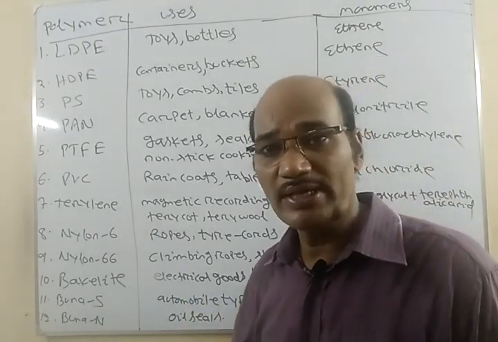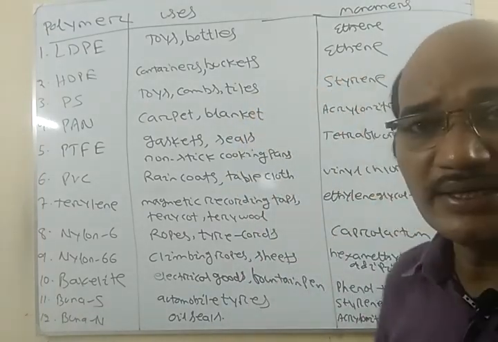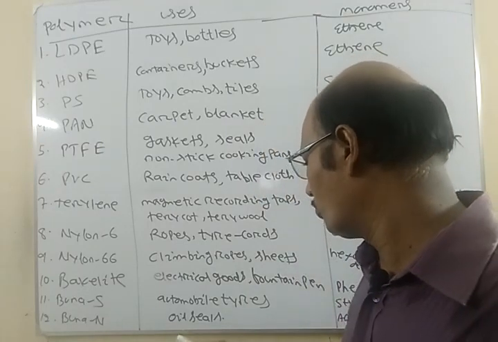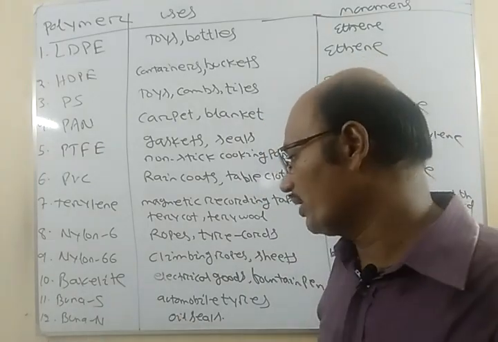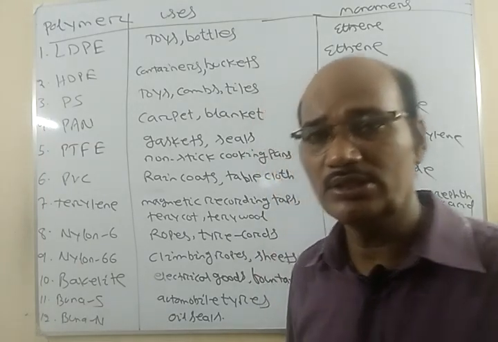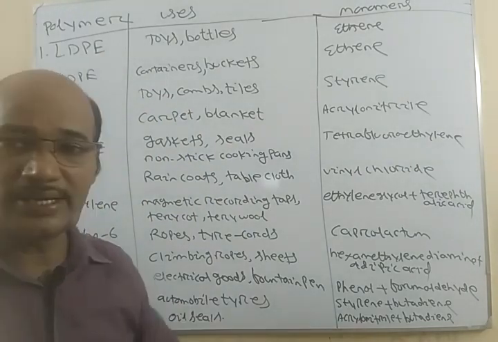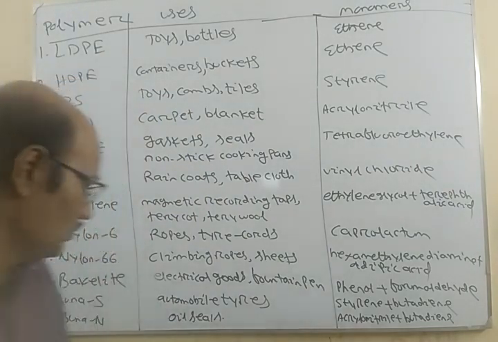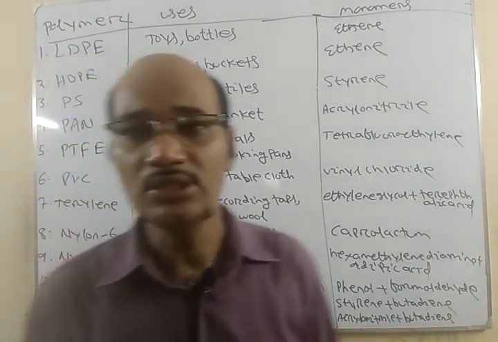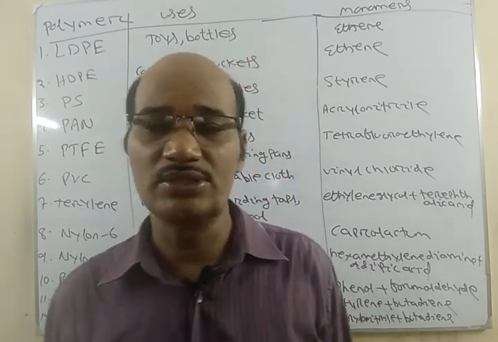Buna S, butadiene styrene rubber. The monomers are styrene and butadiene, used for making automobile tires. And Buna N, the nitrile rubber. Here also the monomers are acrylonitrile and butadiene, and we use Buna N for making oil seals. So these are all about the polymer chapter. Now next we will discuss chemistry in everyday life.